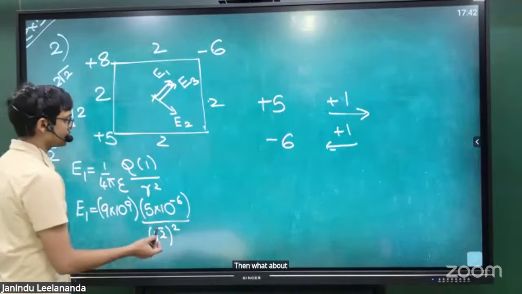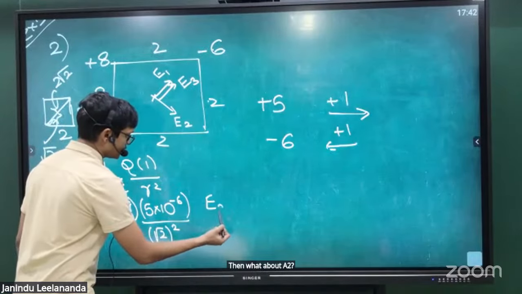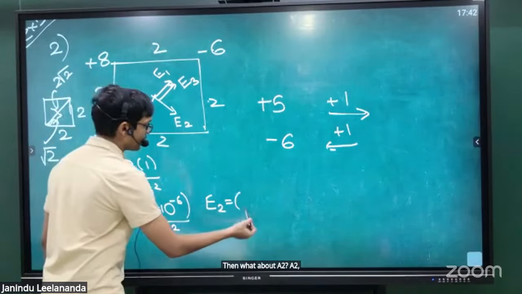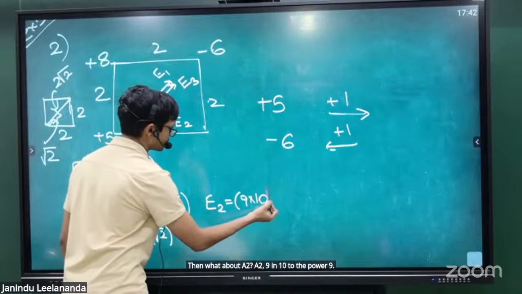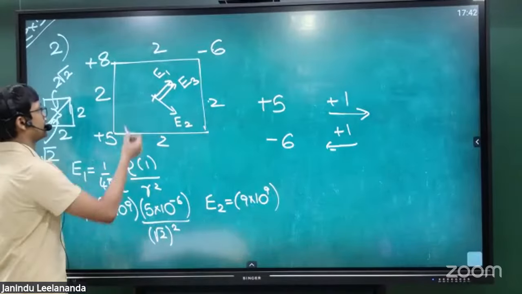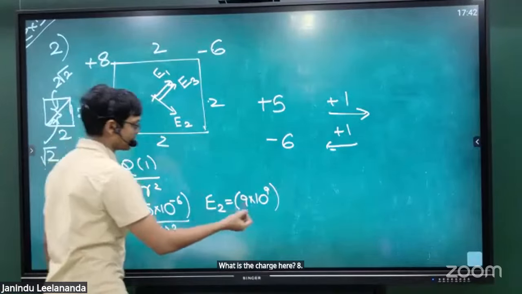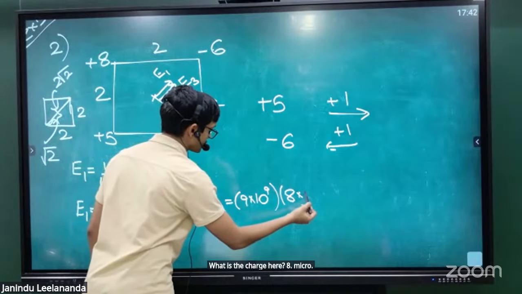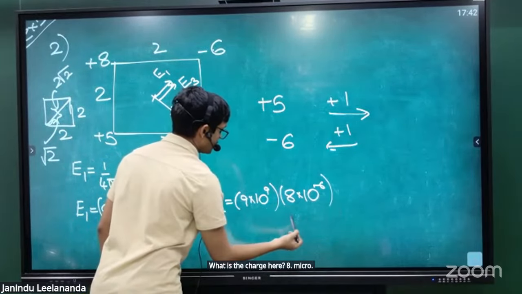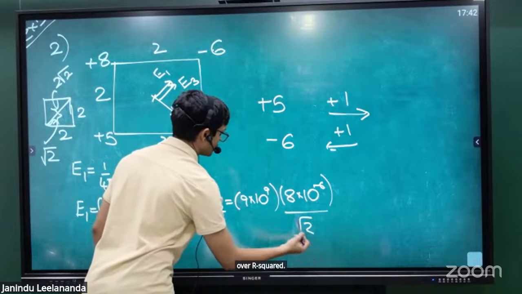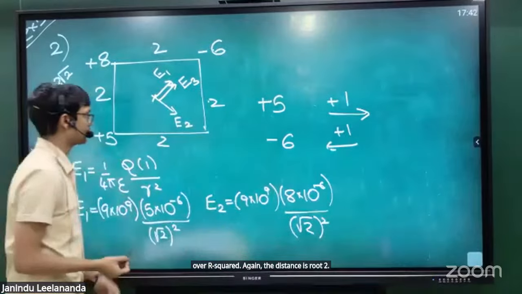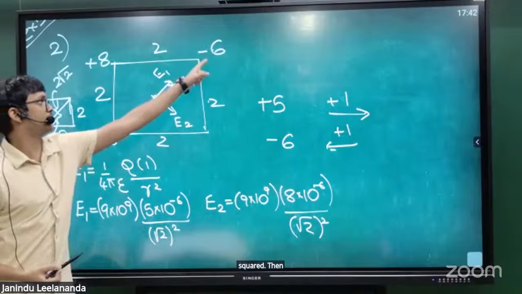Then what about E2? E2 equals 9 into 10 to the power 9. What is the charge here? 8 micro, over R squared. Again the distance is root 2 squared. Then what about -6? E3.